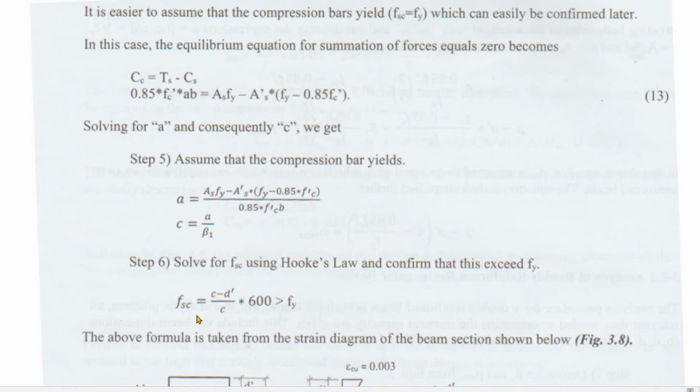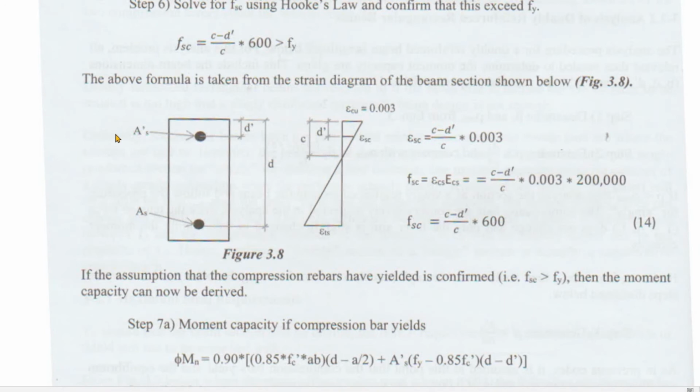So f'S is equal to c minus d prime all over c times 600. This should be greater than Fy. The above formula is taken from the strain diagram of the beam section shown below. Ito yung strain diagram. If the assumption that the compression rebars have yielded is confirmed, or this is f'S greater than Fy, then the moment capacity can now be derived.